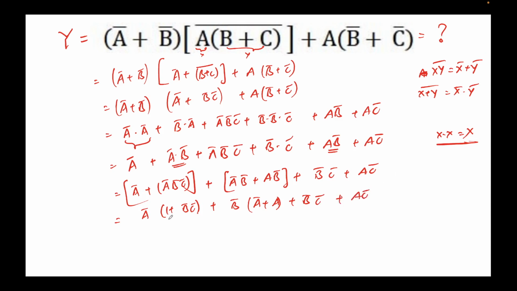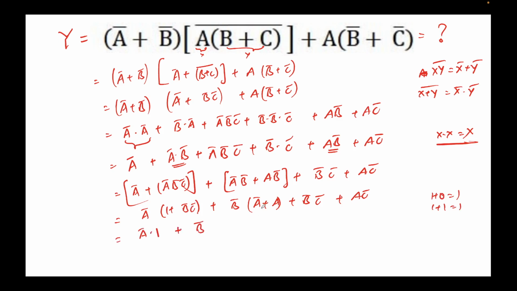Now, 1 plus anything would always be 1. So even if this term is 0 or 1, it's irrelevant, because 1 plus 0 is also 1 and 1 plus 1 is also 1. So I can neglect this second term. So this will come out to be A bar times 1 plus B bar.